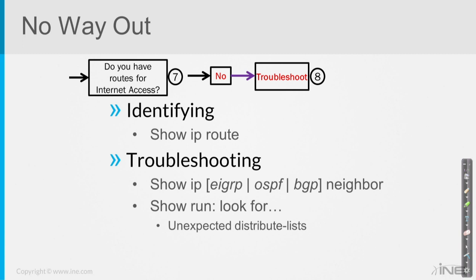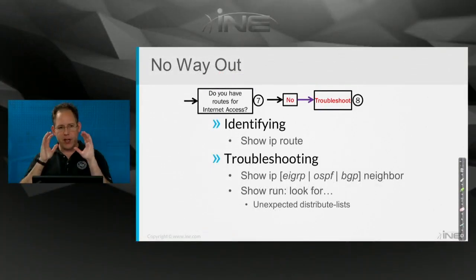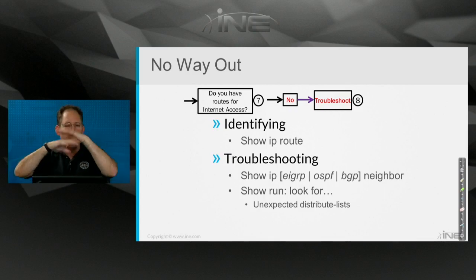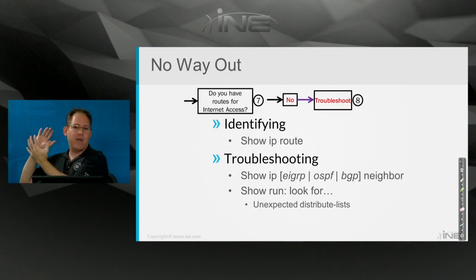So a distribute list, I'm just going to do a real high level snapshot of that, is basically a way of going into a routing protocol, and we can use a distribute list for one of two things. Let's say my router knows about 25 routes. Okay, so let's say I'm a router, you're a router, and we're connected. We're talking to each other. We're neighbors. I learn about 25 routes back here behind me.